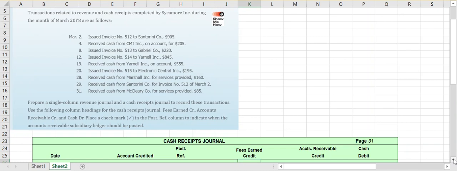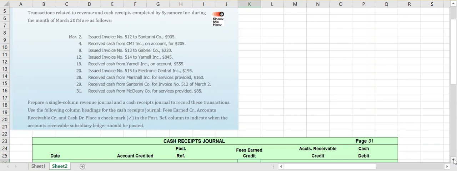It also tells us that for our cash receipts journal, we're going to use the fees earned having a credit column, accounts receivable having a credit column, and cash having a debit column. And they also want us to place a check mark in the post-reference column to indicate when the accounts receivable subsidiary ledger should be posted to.